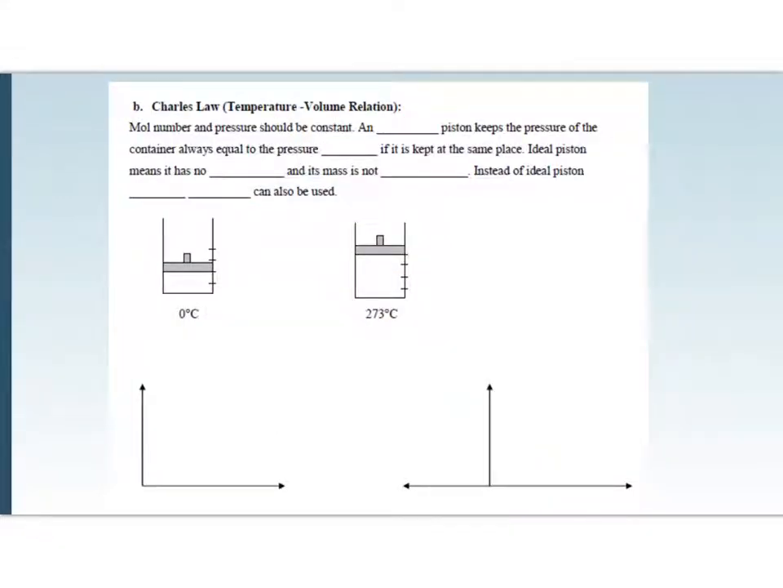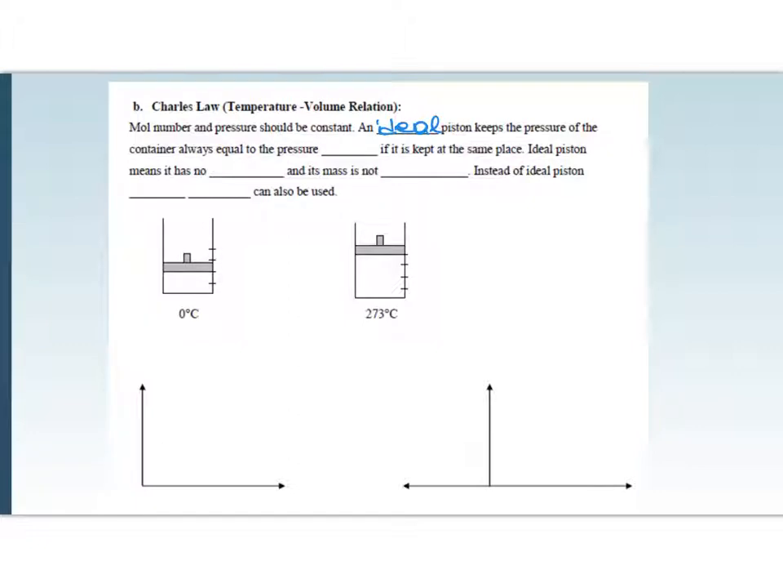The second law is named Charles' law. In this case, it indicates the relation between the temperature and the volume. So what do you think, what kind of relation does it have? When you increase the temperature of a gas, what happens to the volume of the gas? Of course, it expands. I can hear your answer. So the mole number and pressure should be constant when you measure that relation. What kind of container should you use? You should use a container with an ideal piston.